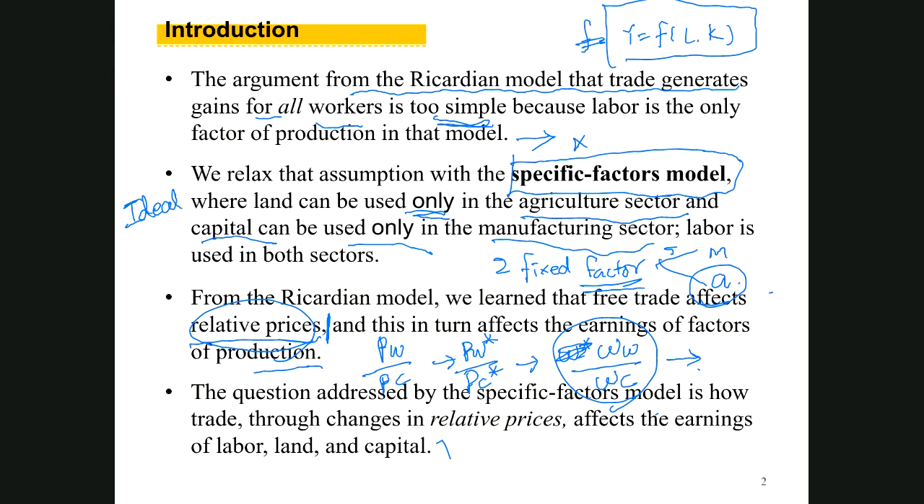Finally, the question addressed by the specific factor model is how trade, through change in relative price, affects the earnings of labor, land, and capital. So still, you could say the specific factor model can be categorized as differences in technology being the force behind trade. But we are going to take a deeper look at how the relative price change in a war will affect the return of labor, which is the wage, the return of land, which is the rent, and the return of capital, usually the interest.